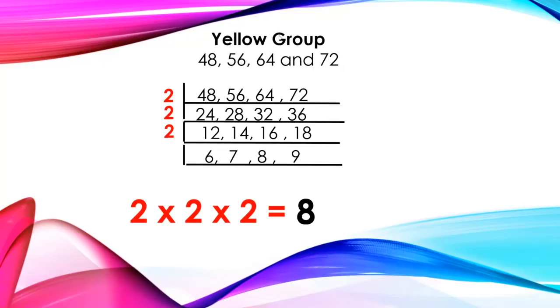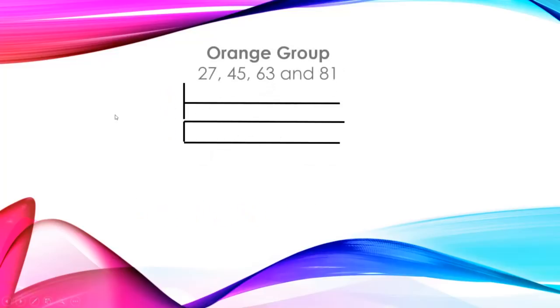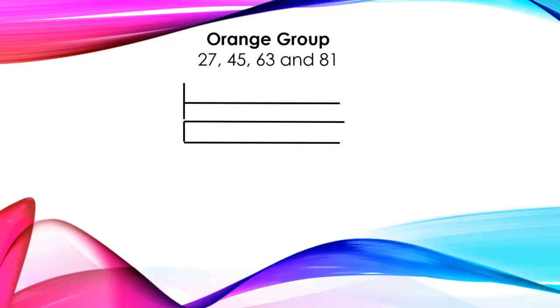Okay. Next example. 27, 45, 63, and 81. So let's align this horizontally. So this is not an even number, right? So we could not use 2. So think of a number that you could use to divide 27, 45, 63, and 81. Yes, the next prime number, which is 3. We could use it to divide 27, 45, 63, and 81.